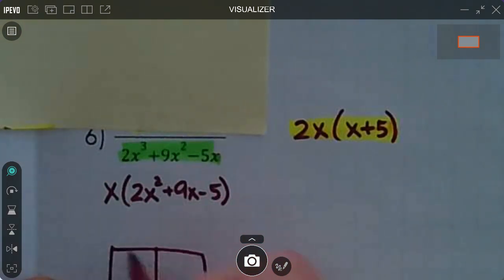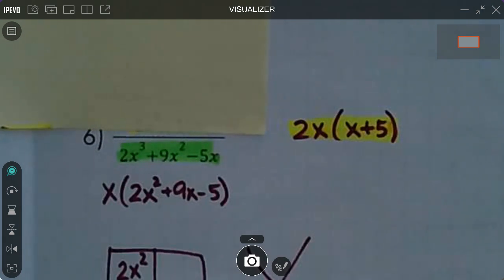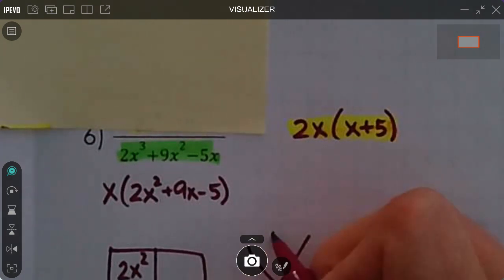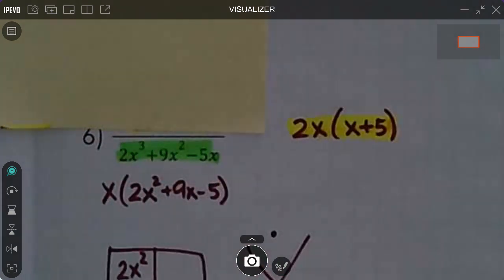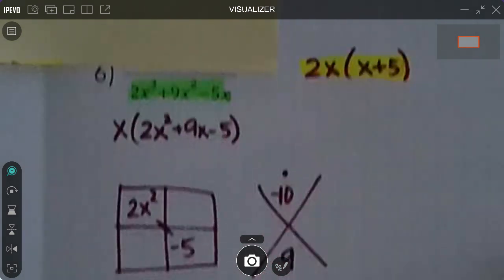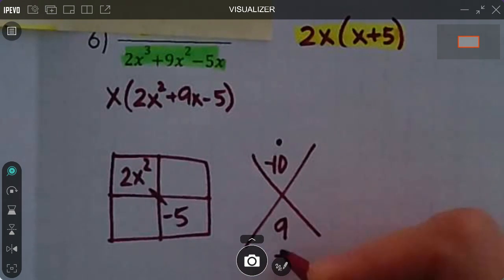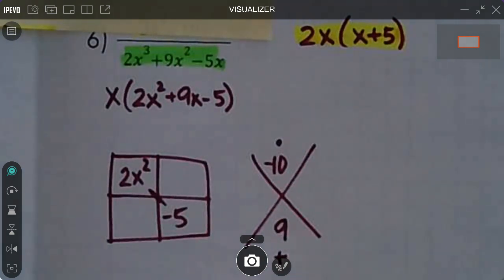Okay, so 2x squared. Now, be careful here. They do not multiply to -5. What do they need to multiply to? 10x squared, there you go. And add to what, Brennan? You said it earlier, 9. Okay, so figure out what multiplies to -10, but adds to 9.